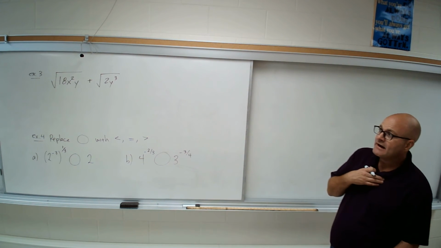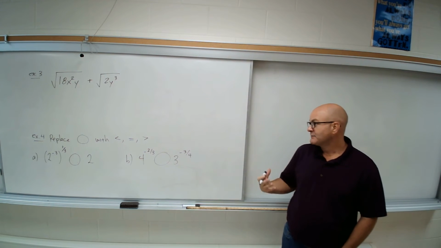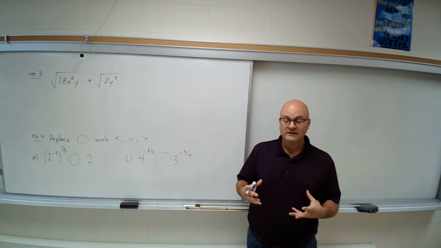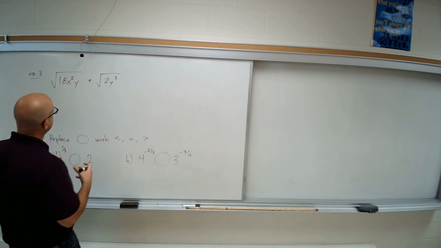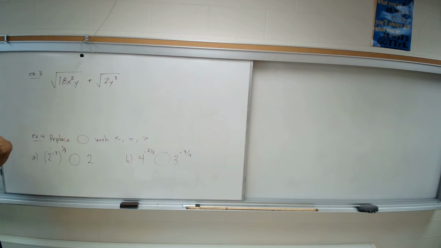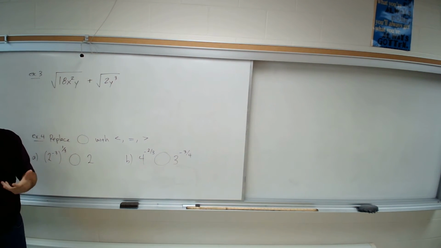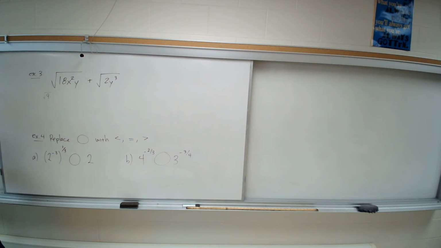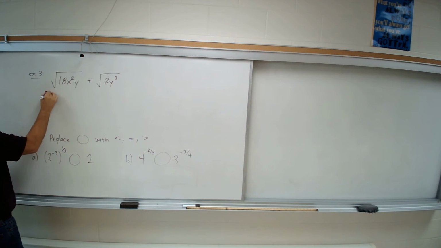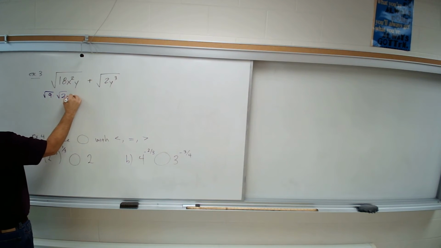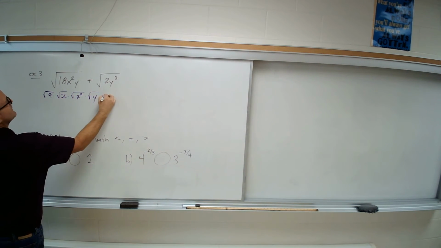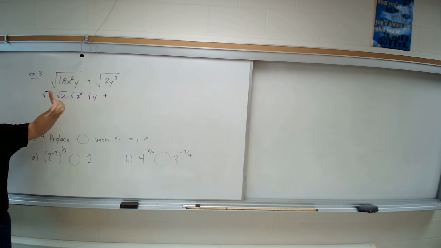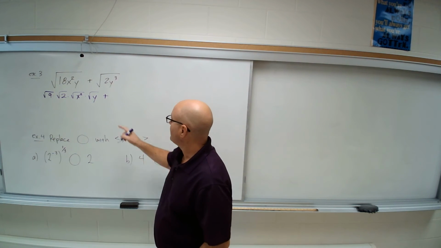Okay, so example 3 here, we have a couple radicals added together. Again, as we just talked about with like terms, we can't really do anything unless the radical parts match exactly. So what we can do here is simplify these, and we have the square root of 18. I know that that's 9 times 2. So we can say the square root of 9 times the square root of 2, the square root of x squared, times the square root of x, or y. You don't need to write that much out, but I think it's the most obvious way of showing what we're doing there. And then we put the plus sign.